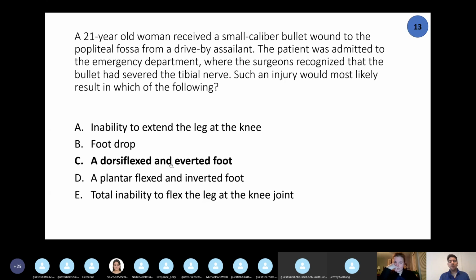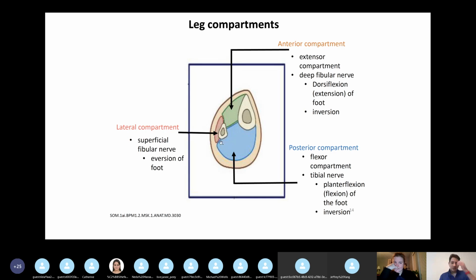Okay, so the tibial nerve, the posterior aspect of the leg, is going to help you push on the gas pedal, right? Stand up on your tippy toes. It also provides a component to inversion of the foot. So if you cancel that out and the tibial nerve is out of commission, the foot's going to be dorsiflexed, the toes are to the air, and it'll be everted. And you can look here. I think this helped me out a lot.